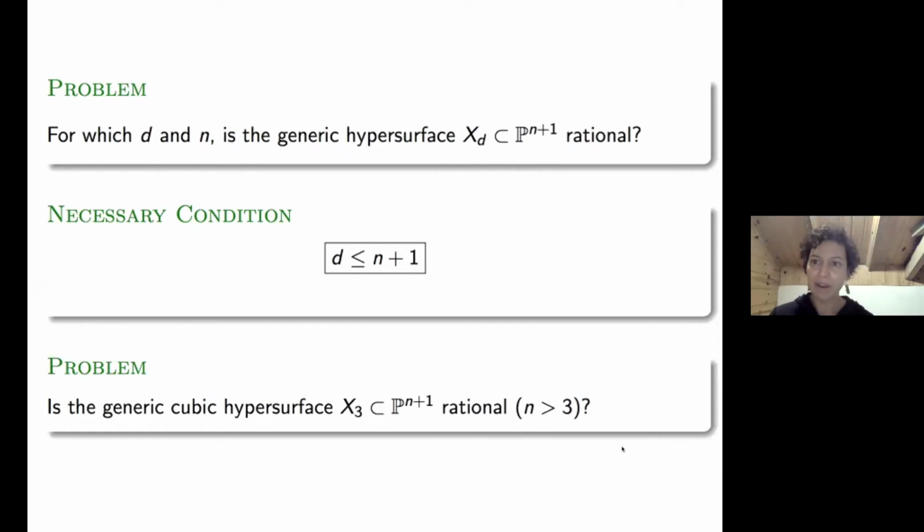I don't want to say much more about this problem, but let me say that this is a very active problem in birational geometry, and we have been witnessing some very interesting new developments with tools coming from all sorts of fields in algebraic geometry.